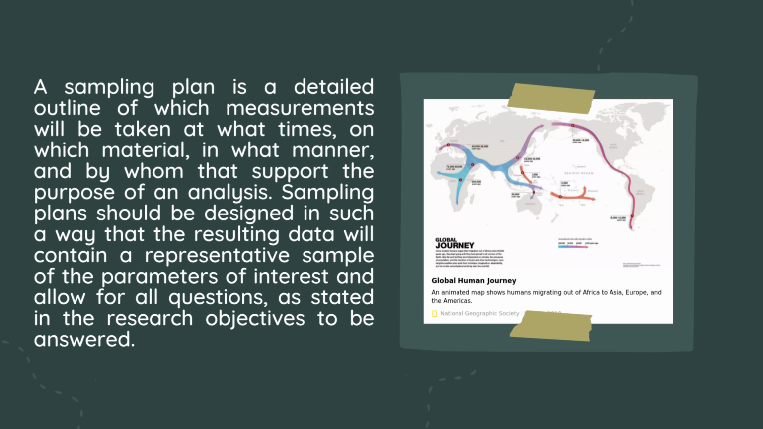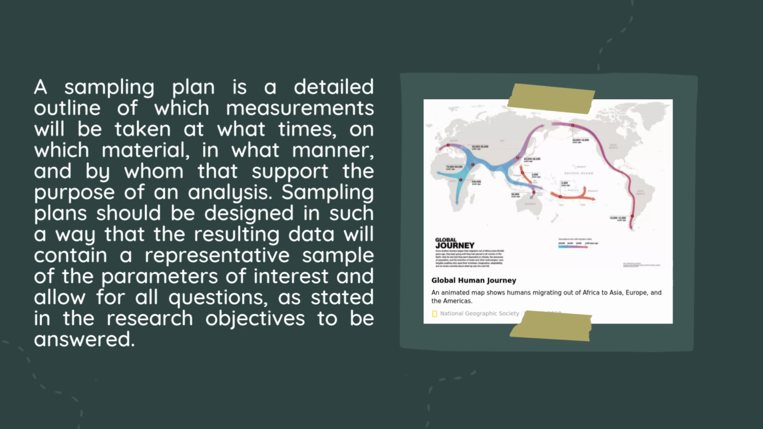Next is what we call the sampling plan. When we say sampling plan, class, it is a detailed outline of which measurements will be taken at what times, on which material, in what manner, and by whom that support the purpose of an analysis. Sampling plan also should be designed in such a way that the resulting data will contain a representative sample of the parameters of interest and allow for all questions as stated in the research objectives to be answered.